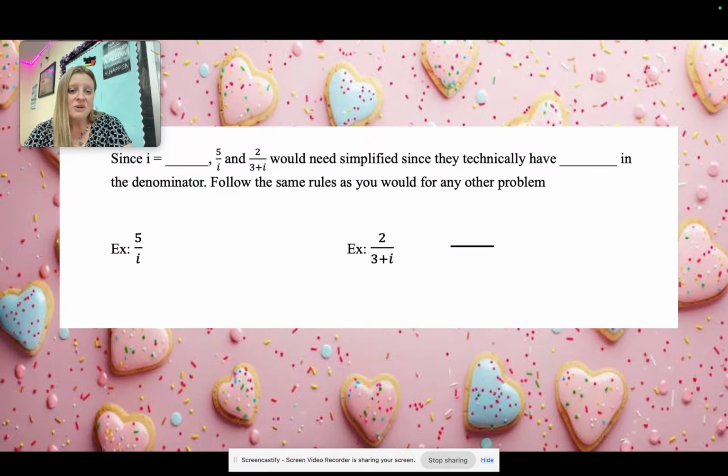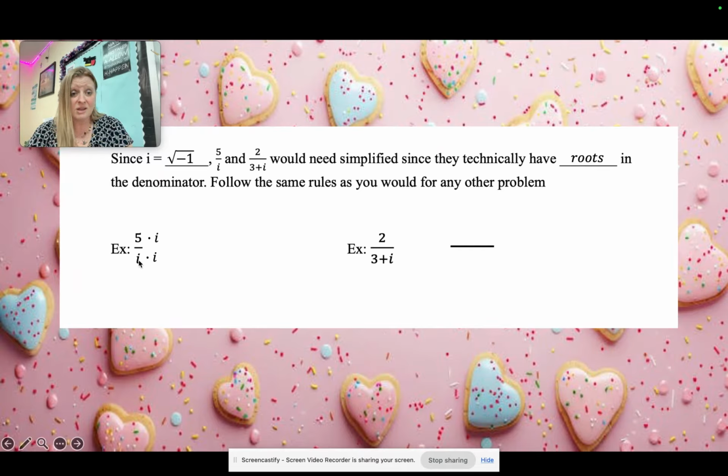All right, so the last thing I want to talk about is what to do when you have fractions. You have to remember, since i is equal to root -1, having i in the bottom of a fraction would not be okay because you have a root in the bottom, technically. We're not allowed to have roots in the bottom of the fraction, right? So we're going to follow the same rules that we would for any other problem where we had a radical in the denominator. Like if this was a root 2 down here, you would multiply the top and the bottom by that root. We're going to do the same thing here.